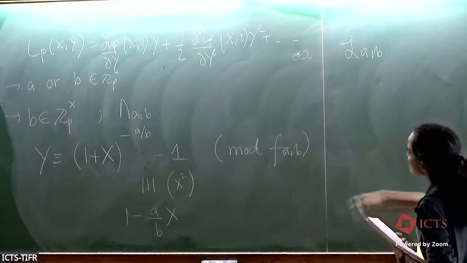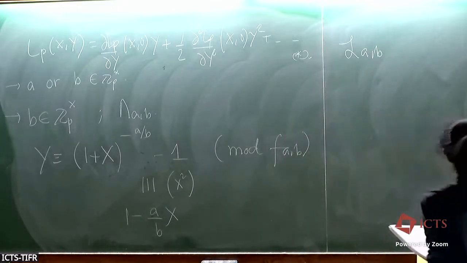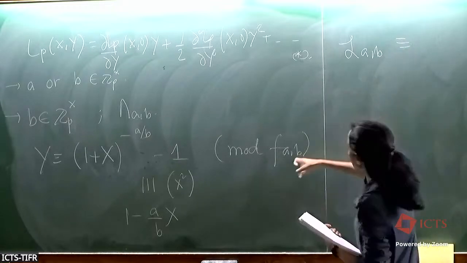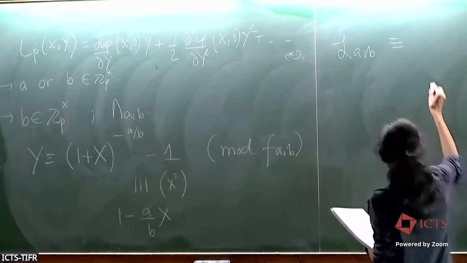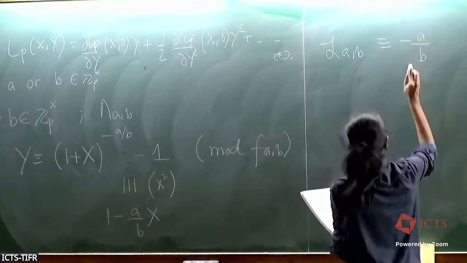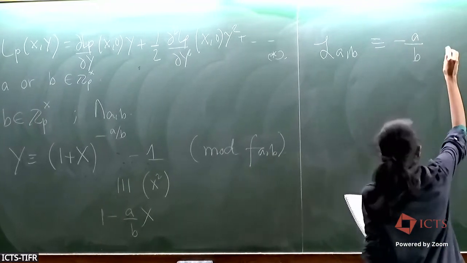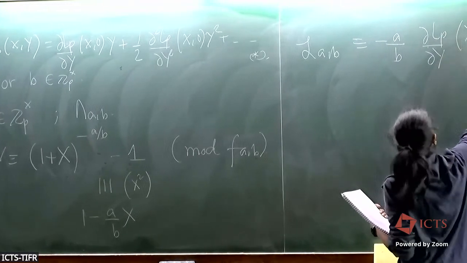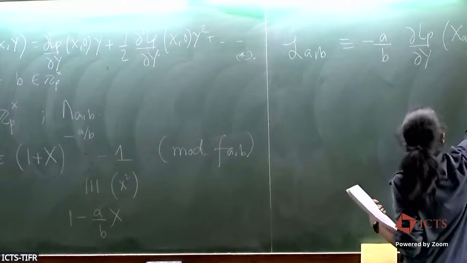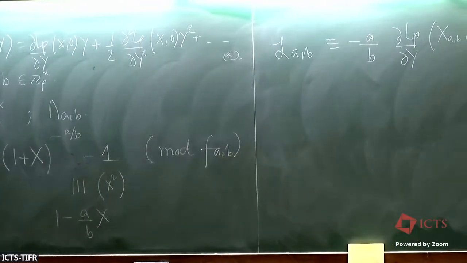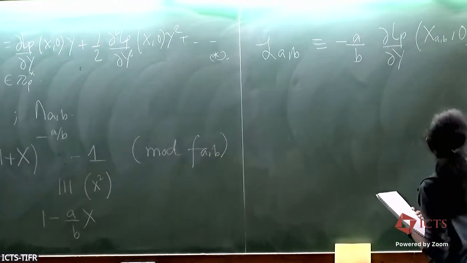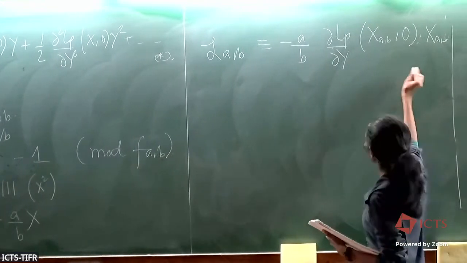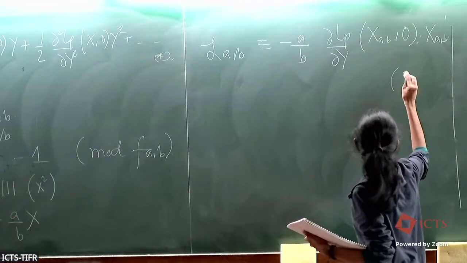And yeah, so I'm also taking the projection, the appropriate projection, because I'm going to do mod FAB. So this becomes minus A over B dot CB, and this is going to be modulo some X squared.